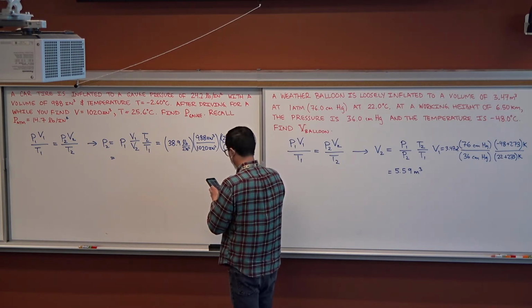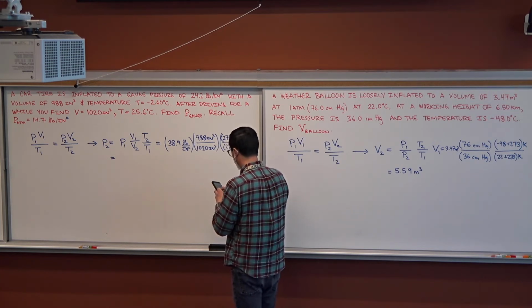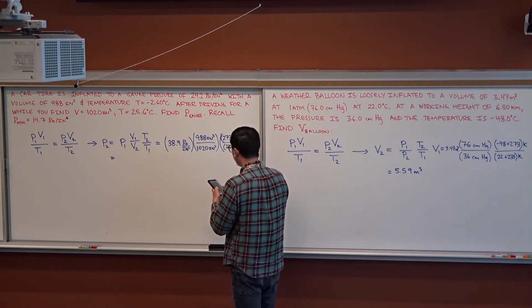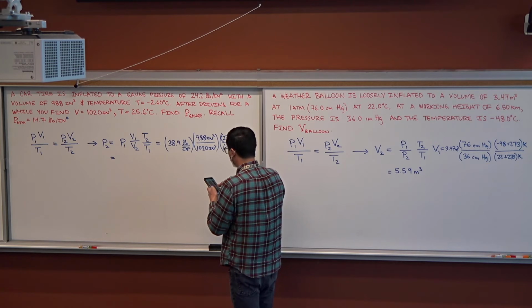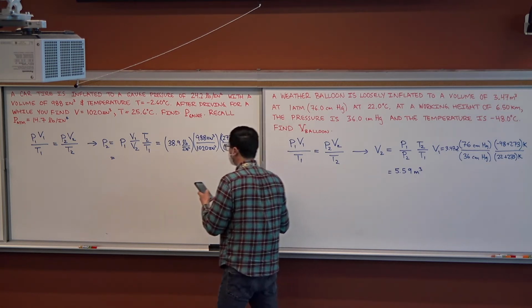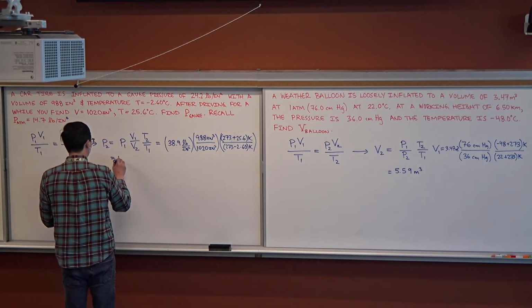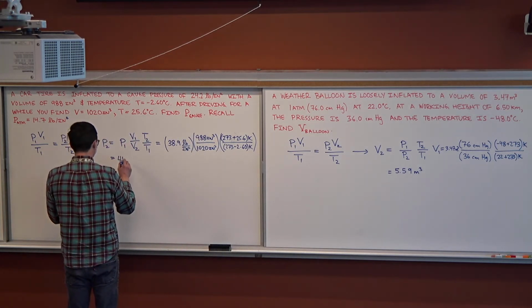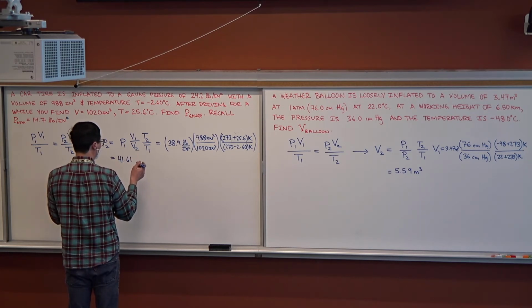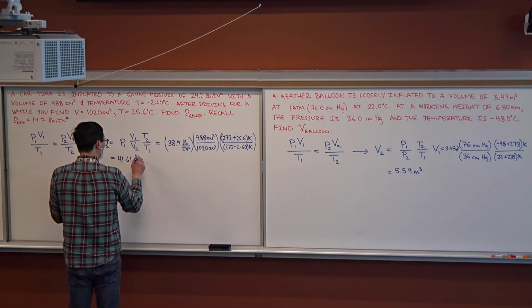And then times 988 divided by 1020 times 38.9. And I'm getting 41.61, I'll keep an extra decimal for now, pounds per square inch.